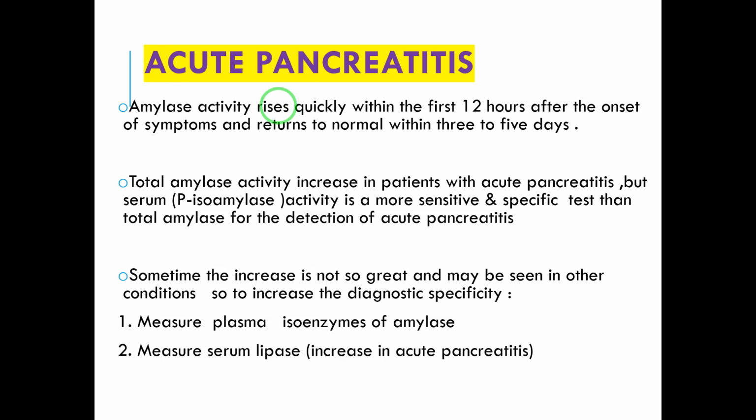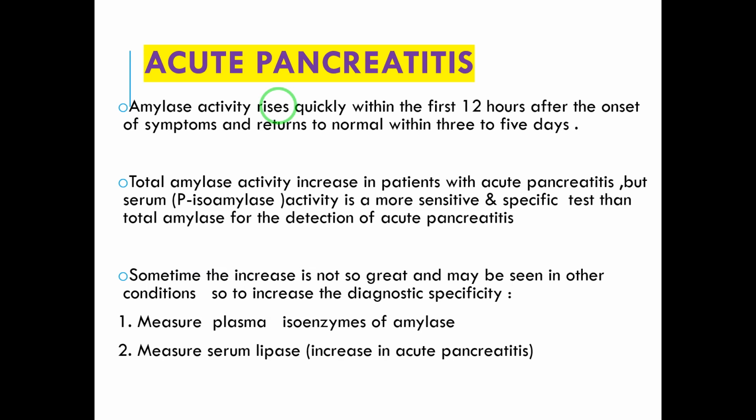The amylase usually increases about 12 hours after the beginning of the symptoms, and it will return to normal within 3 to 5 days. If we measure the total amylase activity in the circulation from the blood sample, it will be increased, but it is not specific. We cannot say exactly that the cause is from the pancreas. We can measure the pancreatic isoenzyme, which increases the specificity of the test.